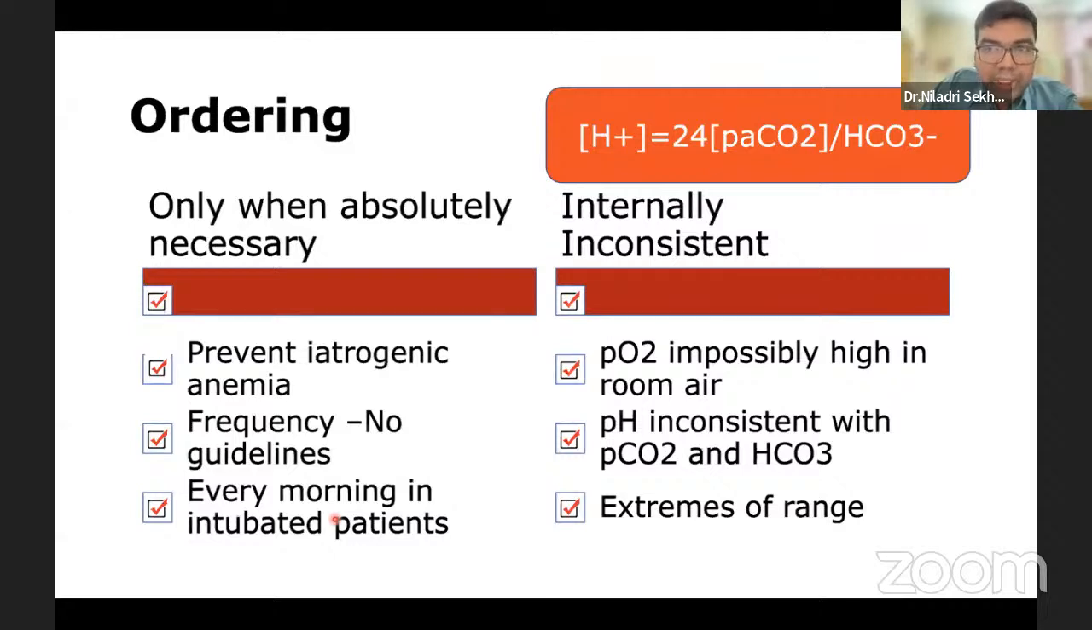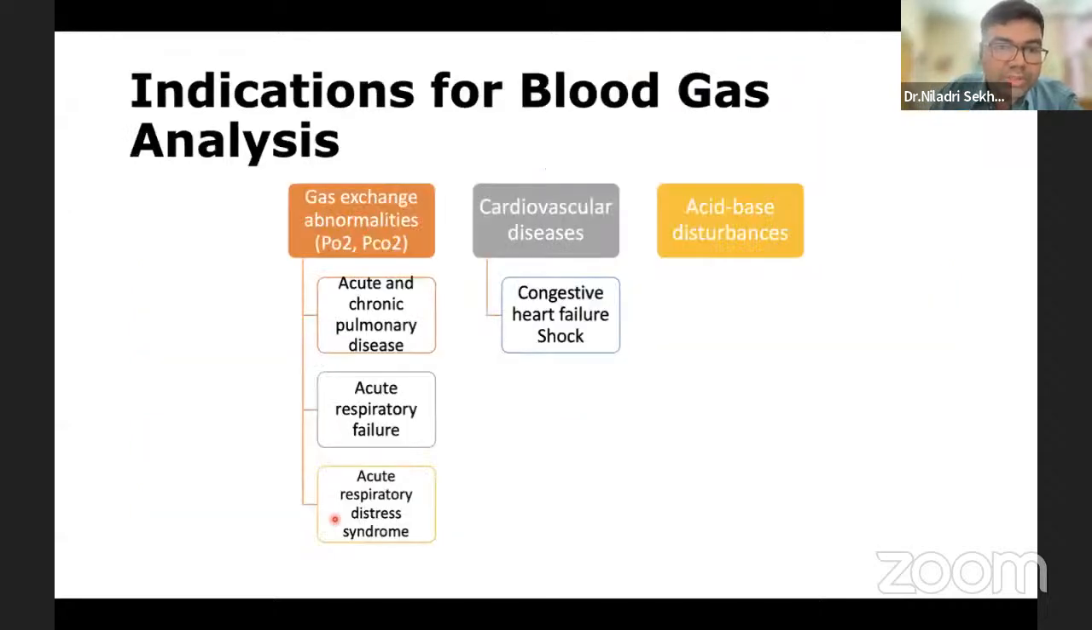Most of the time, blood gas is ordered in the following 3 scenarios, which I have summarized in a slightly simplified manner. First, if you are suspecting some gas exchange abnormality, where the cause can be acute or chronic pulmonary disease, acute respiratory failure, acute respiratory distress syndrome, or cardiovascular disease. Yesterday, Narayanan sir nicely told about the lactate part, where you suspect the patient might have a cardiac problem and want to see the lactate value. And third, in a few cases where you suspect some acid-base disturbance, depending upon the clinical history. In all these 3 scenarios, mostly you will order a blood gas.